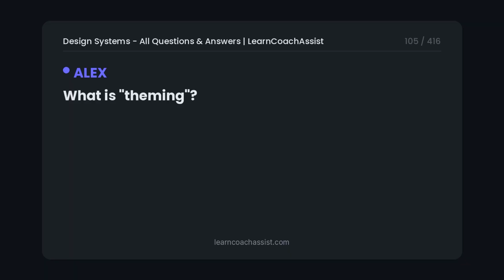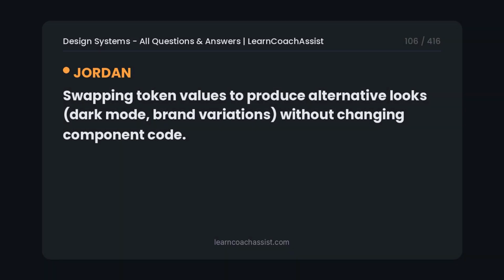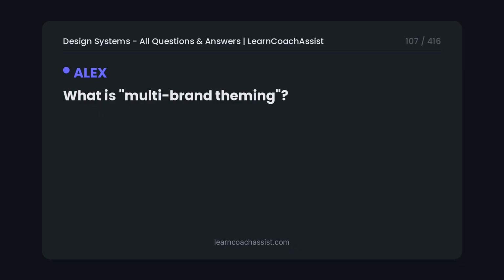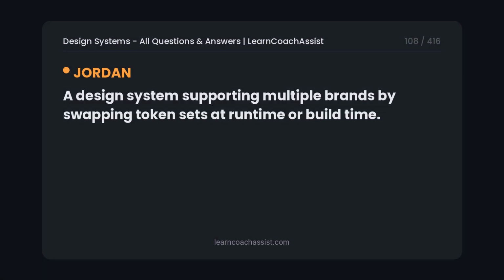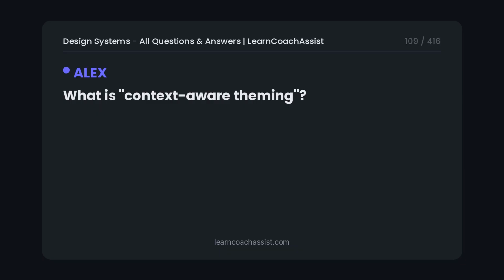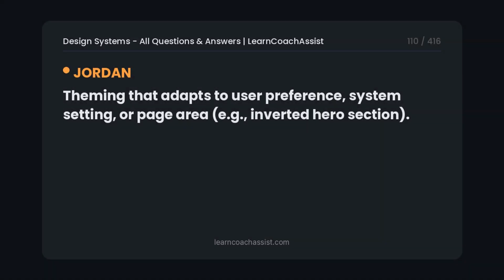What is theming? Swapping token values to produce alternative looks, dark mode, brand variations, without changing component code. What is multi-brand theming? A design system supporting multiple brands by swapping token sets at runtime or build time. What is context-aware theming? Theming that adapts to user preference, system setting, or page area, e.g., inverted hero section.